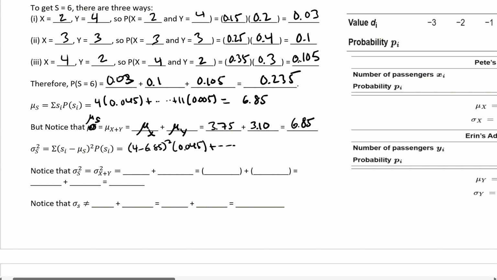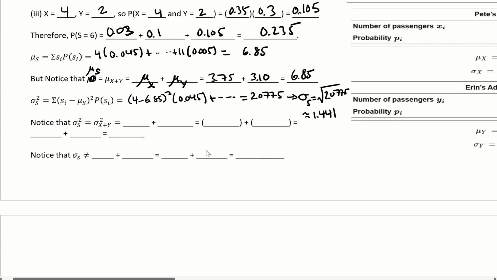plus ... Just repeat that. No square root because we're dealing with the variance. And then you get the variance is 2.0775. Okay, and we'll do the standard deviation as well while we're here. The standard deviation is the square root of that number, which is 1.441. Okay, now we got both of them. We got the variance and the standard deviation. But right now we're going to focus on the variance.